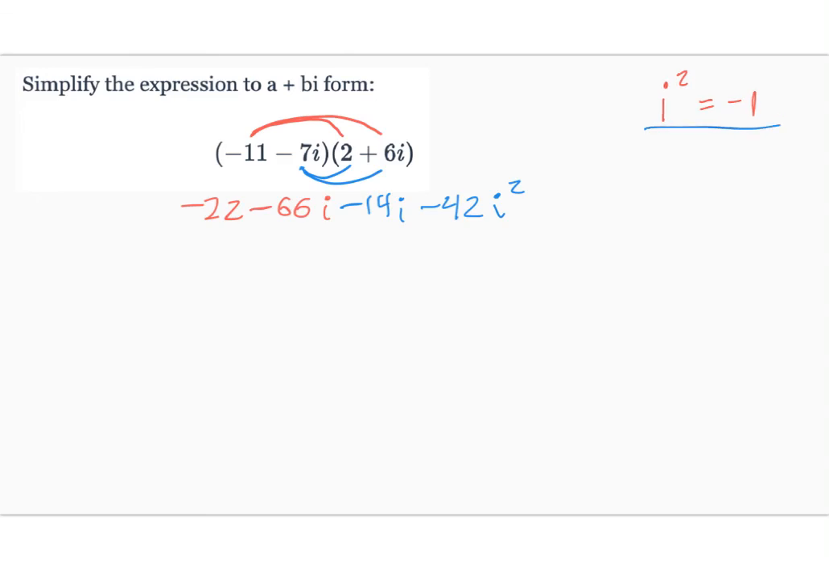And here's where this comes in. Because i squared is the same as negative 1, this is really plus 42. I'm going to combine my other like terms and leave the negative 22 alone. Minus 66 minus 14 is minus 80i. Combine negative 22 and positive 42, we get positive 20 minus 80i. And that's it.